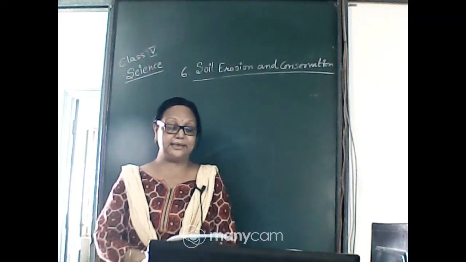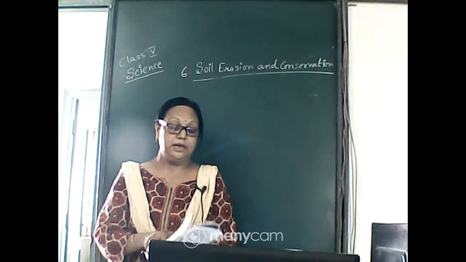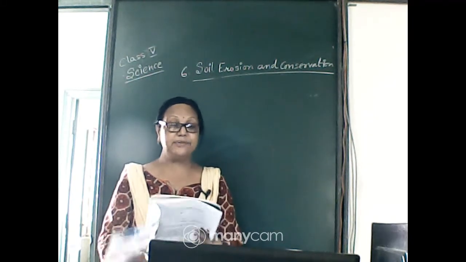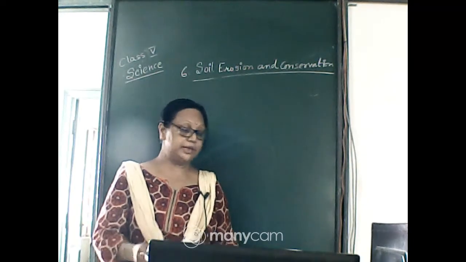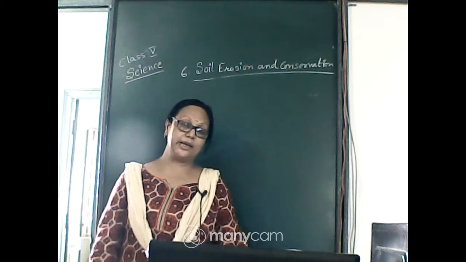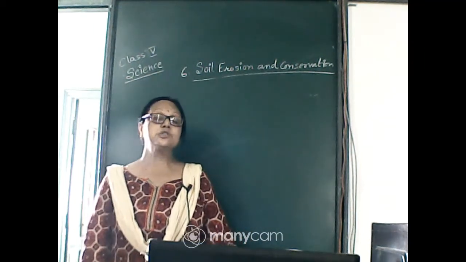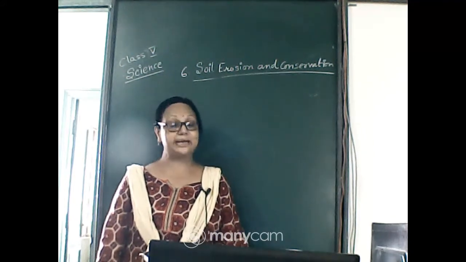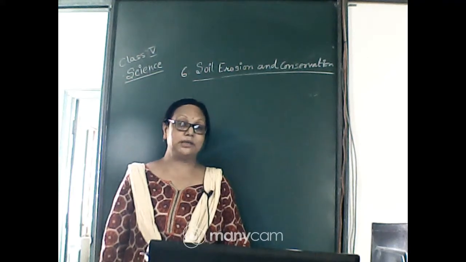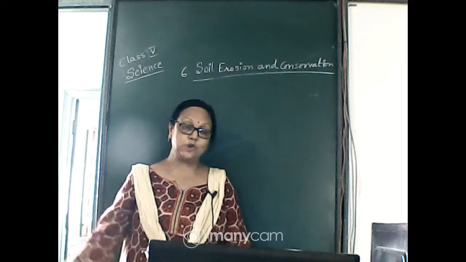As we have completed the last chapter, that was rocks and minerals, now we will start soil erosion and conservation. At first we should know what soil erosion is and what conservation is. So what is soil erosion? Soil erosion means taking away the uppermost layer of the soil, driven out from the soil profile.